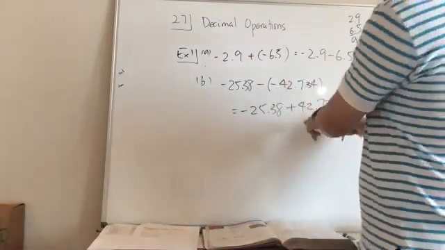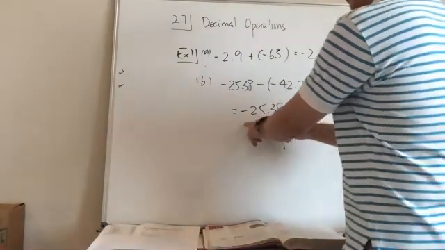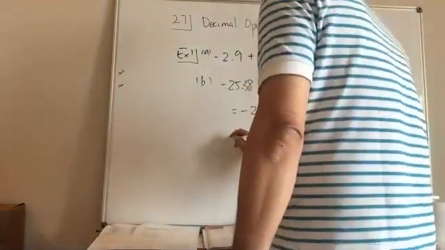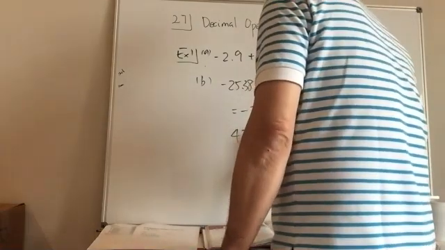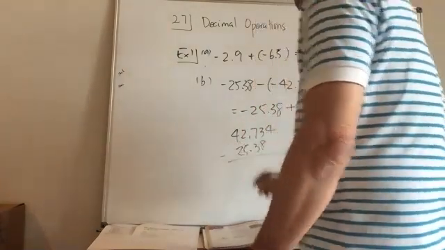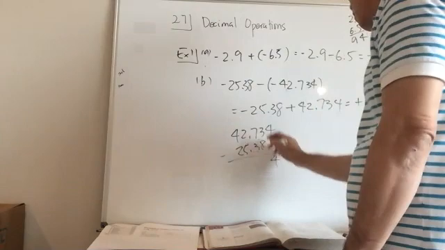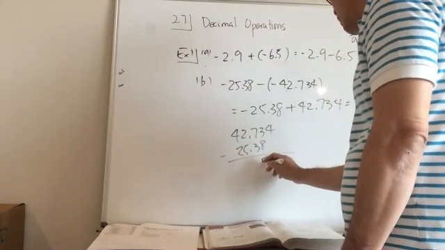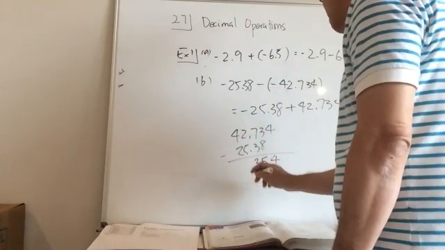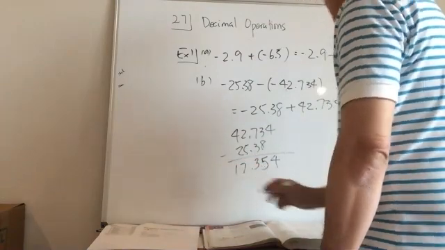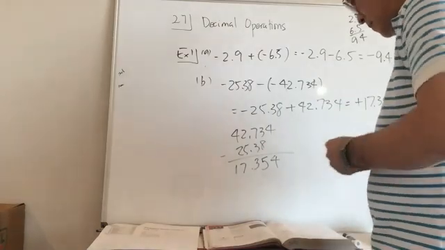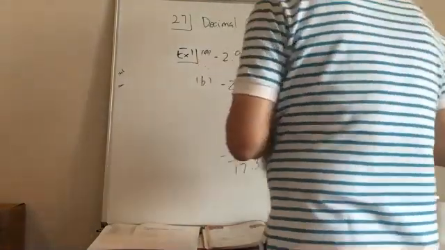So we have a negative on this side and we have a positive on this side. But if you look at the number itself, the positive number is larger than the negative number. So it's going to end up being a positive number, and so from 42.734, we'll subtract the 25.38. So we're subtracting here. So we go 4 minus 8, carry 1 over, we get 15, and so on, so we're going to get plus 17.354. Okay. All right. So that's how you do it.